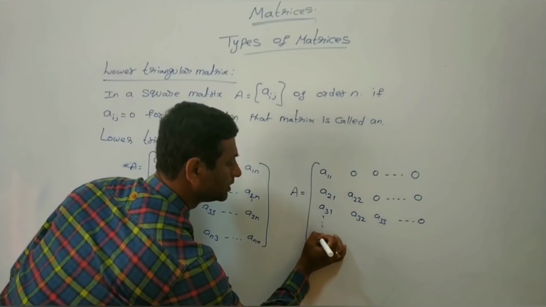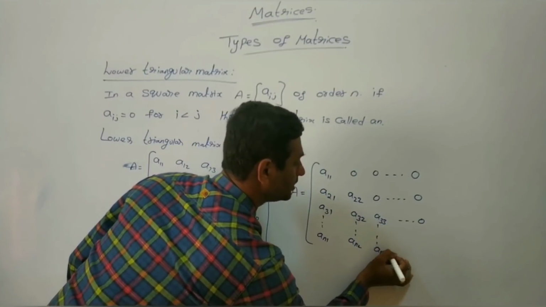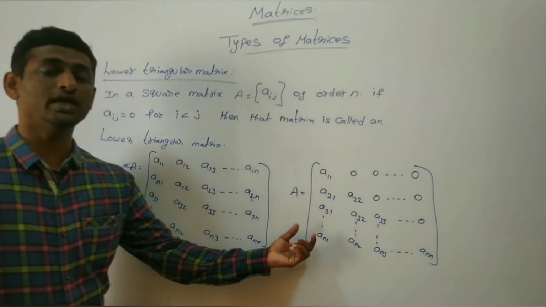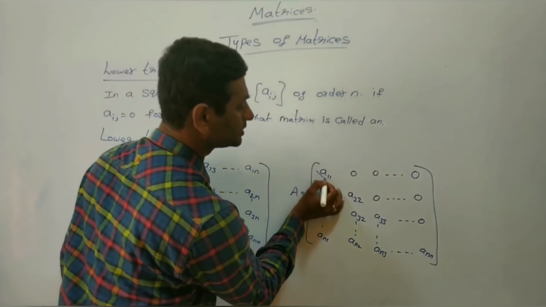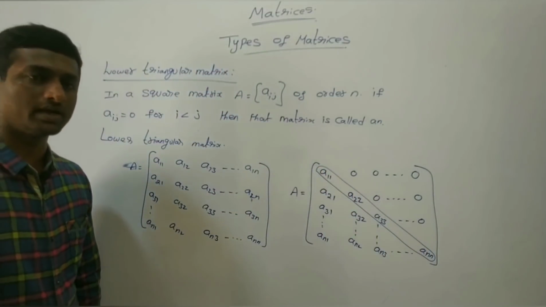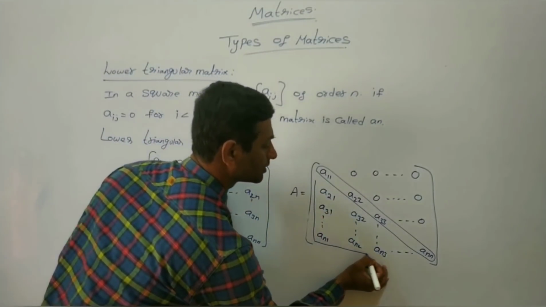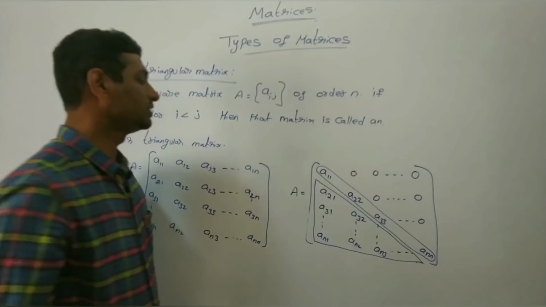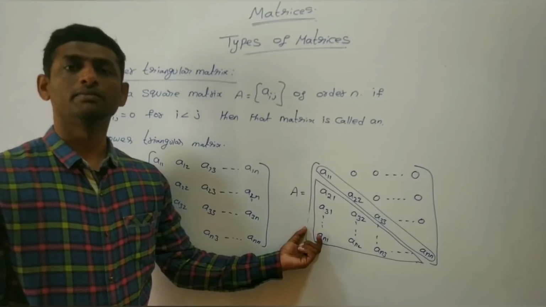So in general, AN1, AN2, AN3, so on, ANn. So this type of square matrix is said to be a lower triangular matrix. Why? See, if you observe, these are our principal diagonal elements in a square matrix, and below the principal diagonal elements, see the shape of this one. It is a triangular shape, so this square matrix is said to be a lower triangular matrix.